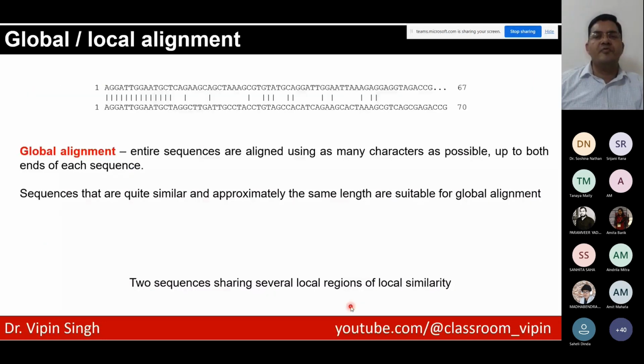So here we have two sequences, and there are two types of alignments that you can do. One is known as global alignment.